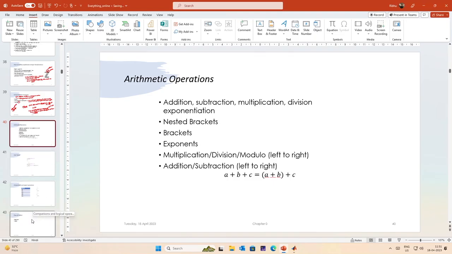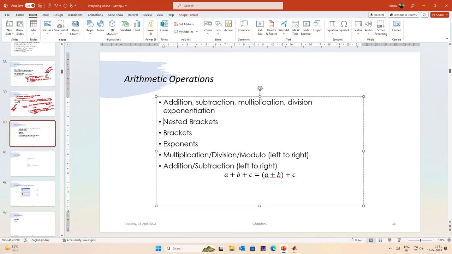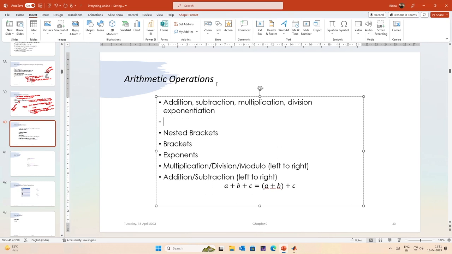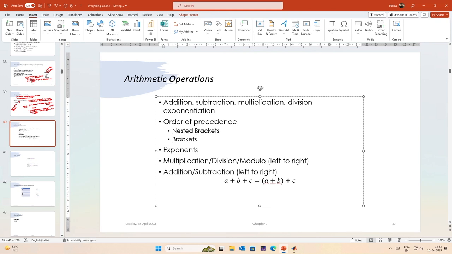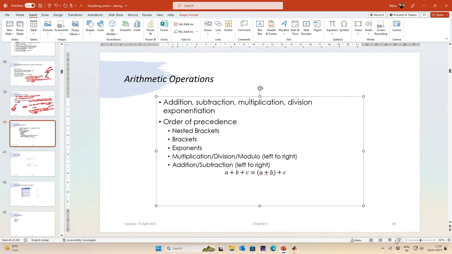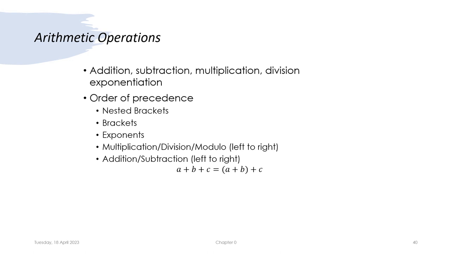One more thing is the order of precedence in MATLAB. We first evaluate the nested brackets, then we evaluate brackets, then we evaluate the exponents, then we do multiplication and division or modulo operation. Modulo means remainder. Finally, we do addition and subtraction. This is quite similar to the BODMAS rule that all of us have done in elementary school.